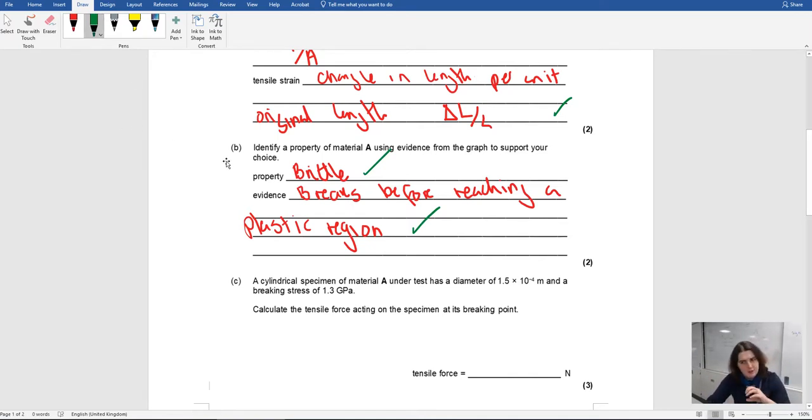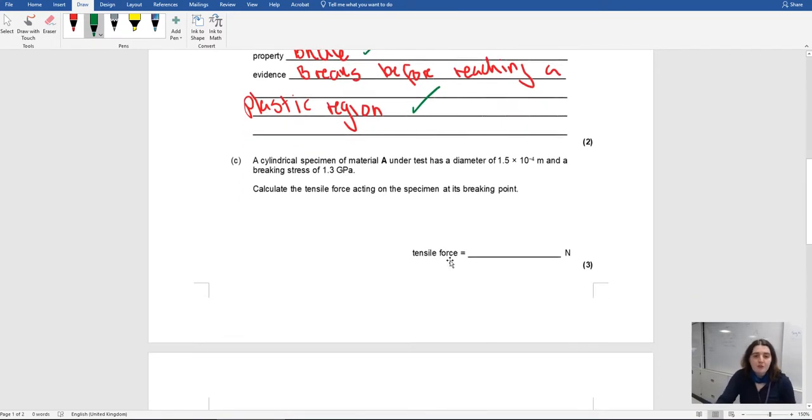We've actually got a 6-mark question right at the bottom of this. This is the maths part of it. A cylindrical specimen of material A under test conditions has a diameter of 1.5 times 10 to the minus 4 and a breaking stress of 1.3 gigapascals. What is the tensile force acting on this specimen at this point? So I'm going to be using stress equals force over area, so stress times the area equals the force.